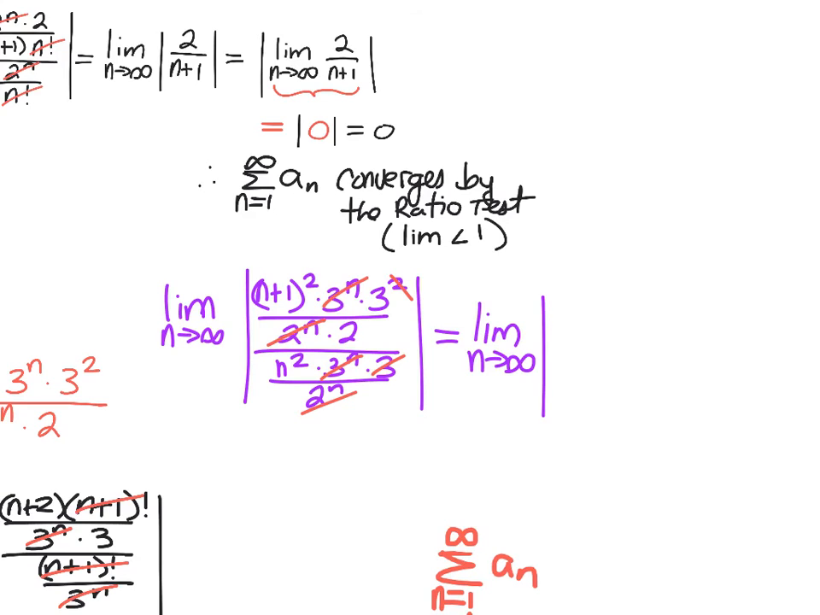So we're looking at, when we keep change flip all this, 3 times n plus 1, the quantity squared, over 2n squared.